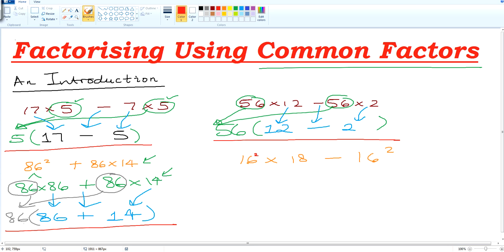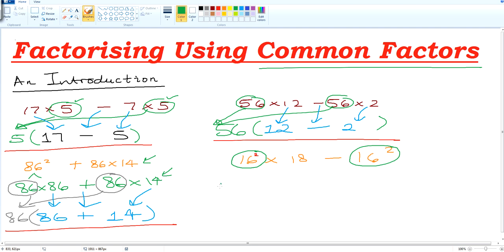Now, in the next question, we have 16 squared times by 18 minus 16 squared. The common factor we have straight away is 16 squared, on this side of the calculation and also here. I'm going to do this question in a particular way first to show you the common mistake, what students get wrong. Are you happy that 16 squared is a common factor? Both sides contain 16 squared, so we can pull it out.